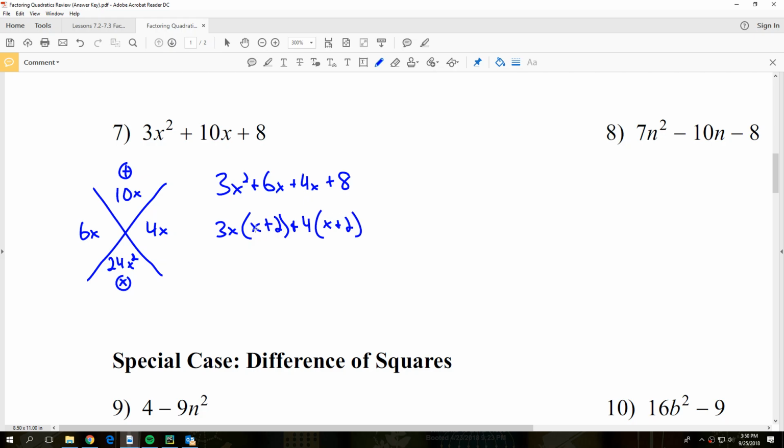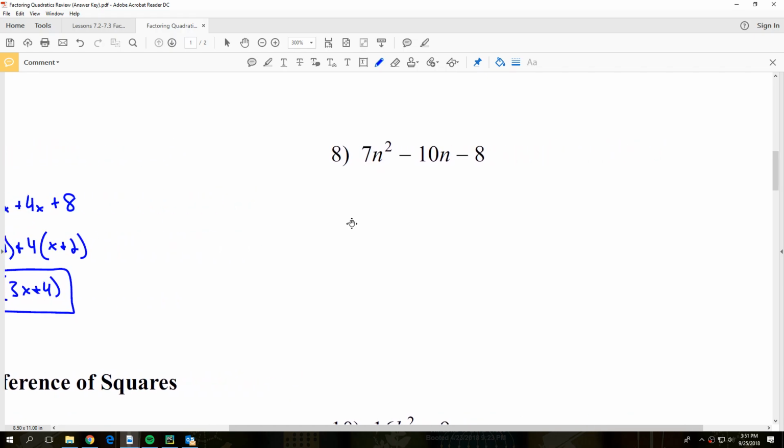And lo and behold, I have an x plus 2 and an x plus 2. We will pull that out front as our GCF, and we're left with 3x plus 4 on the inside. And there you go, factored. All right, let's go to the next one.